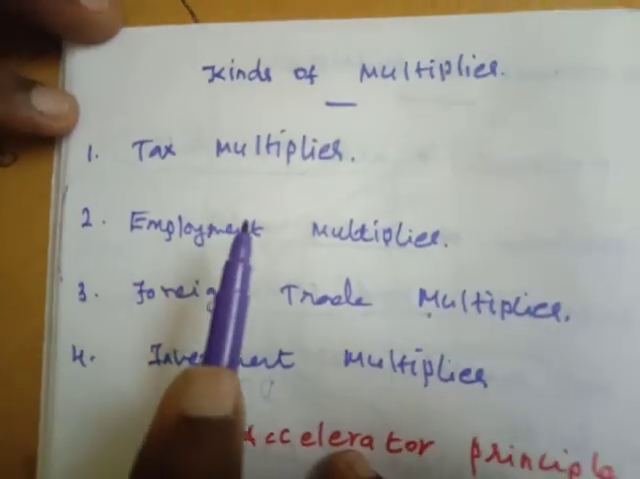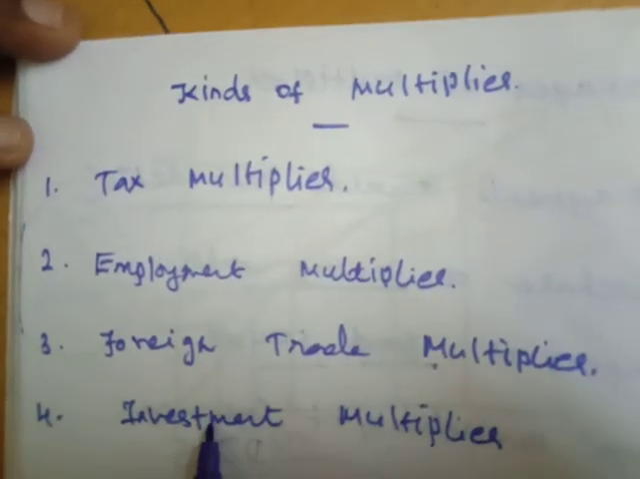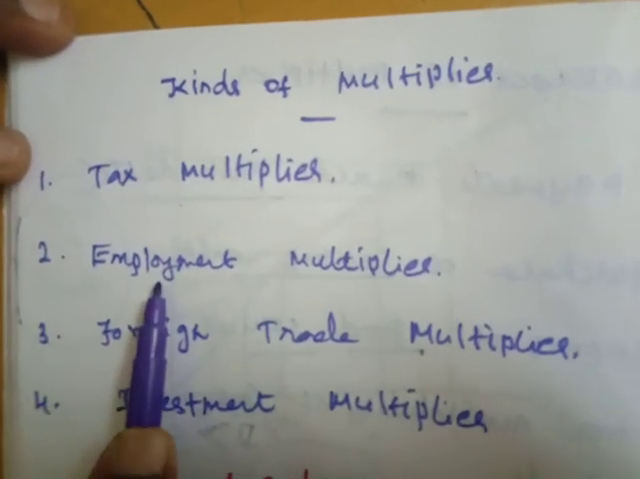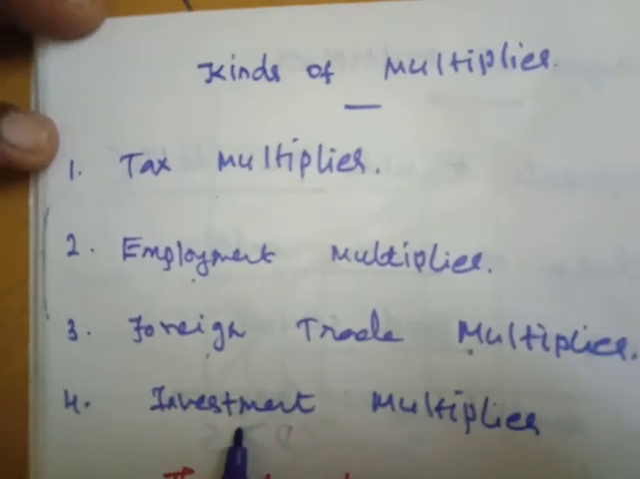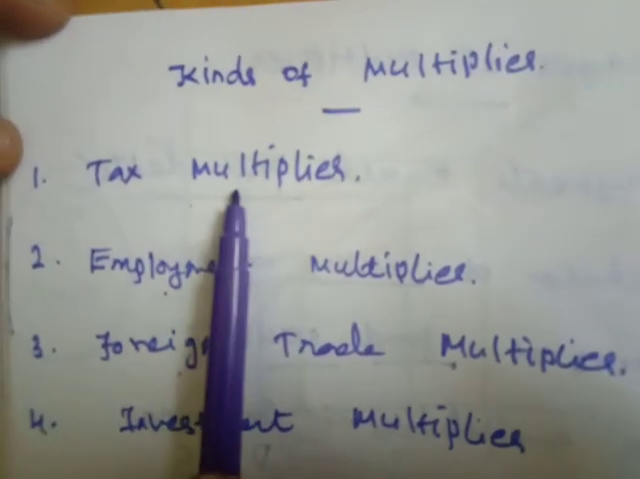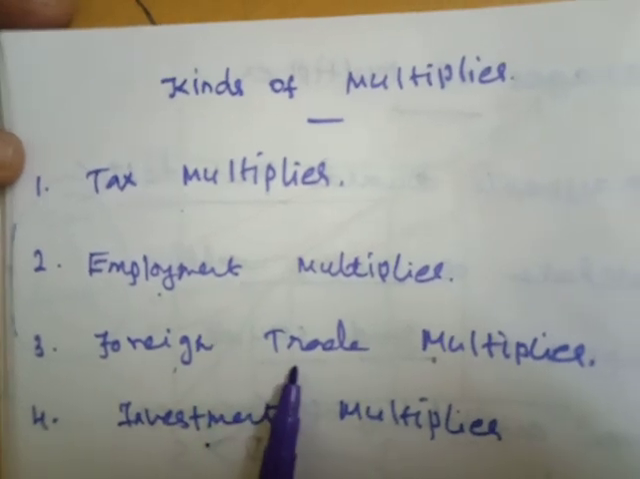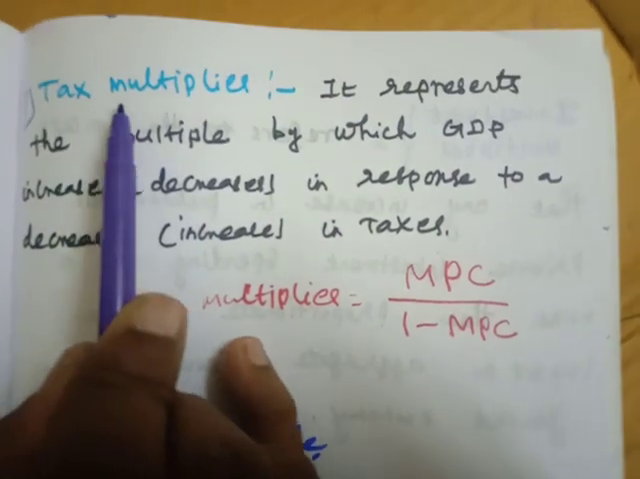Next we will move to the kinds of multiplier. So we have four types of multiplier. First one is tax multiplier, second one is employment multiplier, third one is foreign trade multiplier, and the fourth one is investment multiplier.